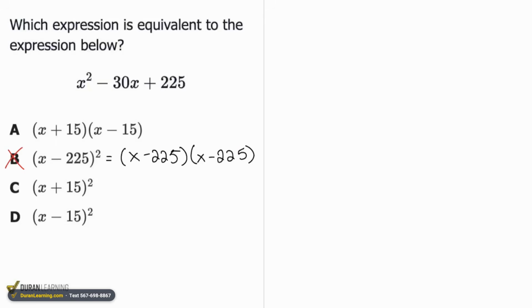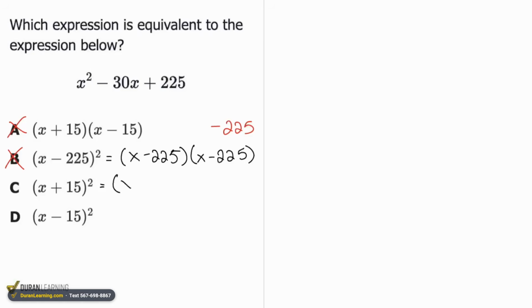Also, I know that A is not going to be the answer because if I have 15 times 15, yes, that is 225. But pause: positive 15 times a negative 15 is going to end up as a negative 225, not a positive. So A can't be the answer either. Now we're stuck between C and D.